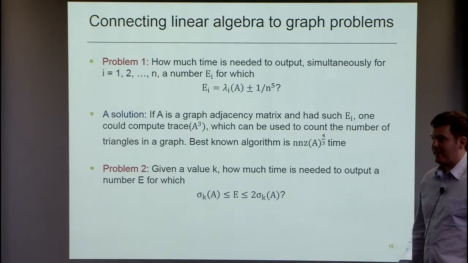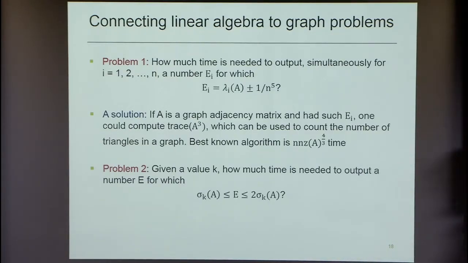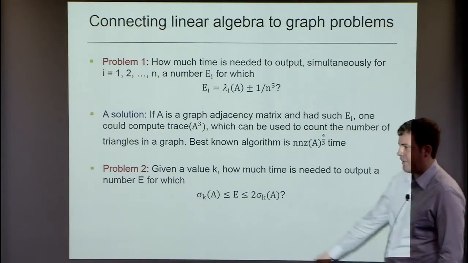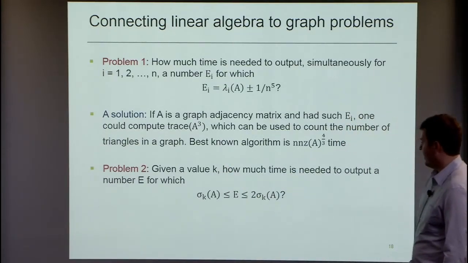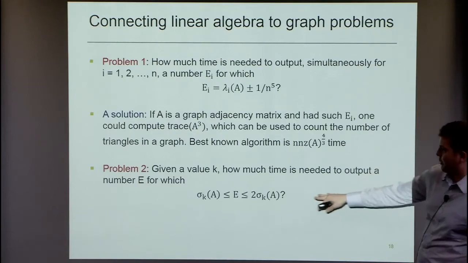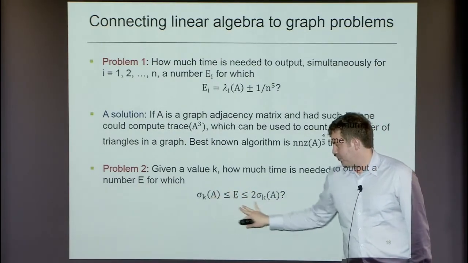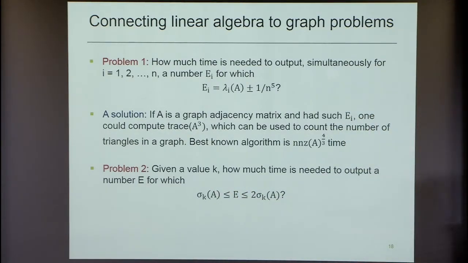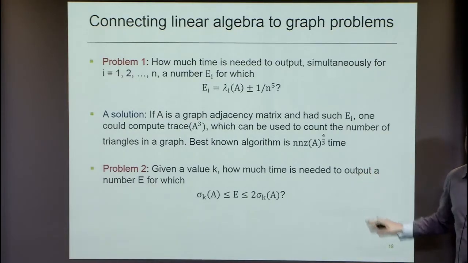Another question is, I had this relative error question. Given an integer value k, how much time is needed to output a number e, which is a 2-approximation to the kth singular value of A? Let's say the entries of A are, again, bounded, maybe 0, 1, minus 1. Any ideas how hard this problem is?